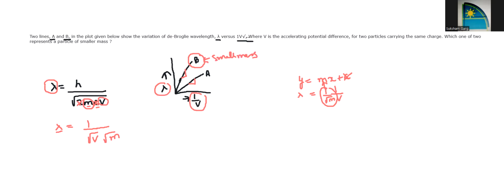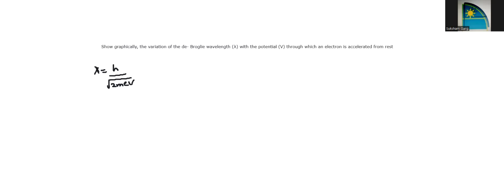This is very simple math. Let's try one more numerical based upon the same formula. So here is one more numerical based upon the same de Broglie relation relating kinetic energy to momentum. In this numerical, we are asked to plot a graph between lambda and potential.